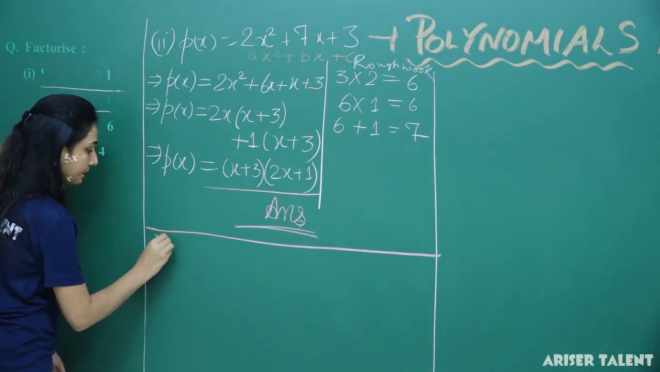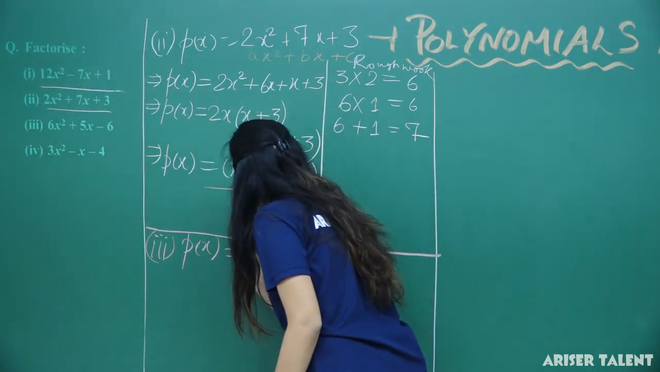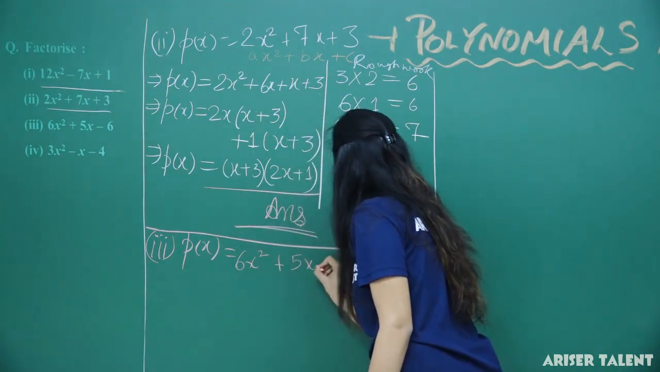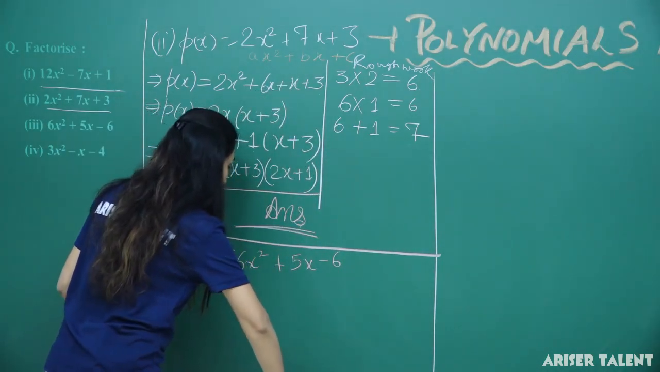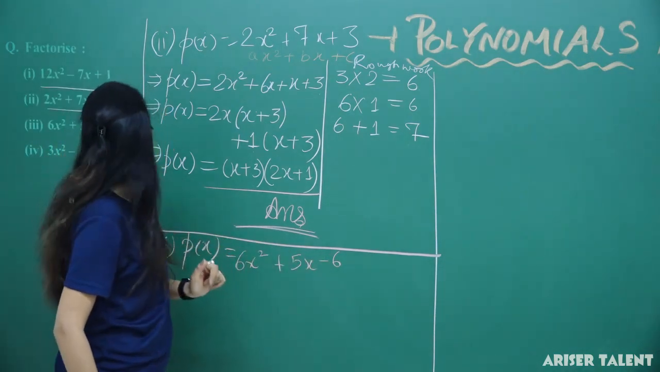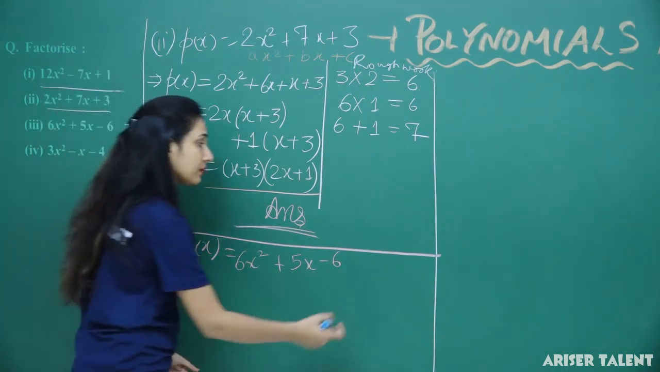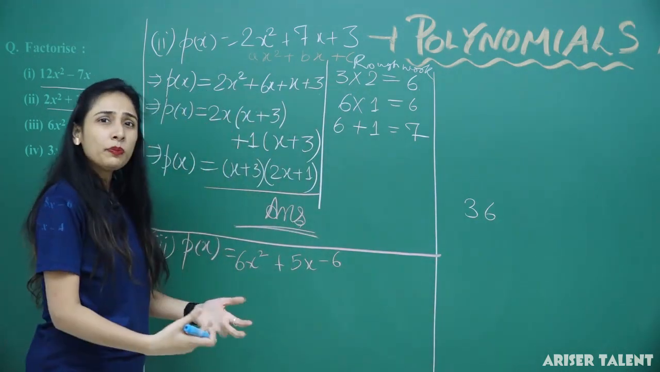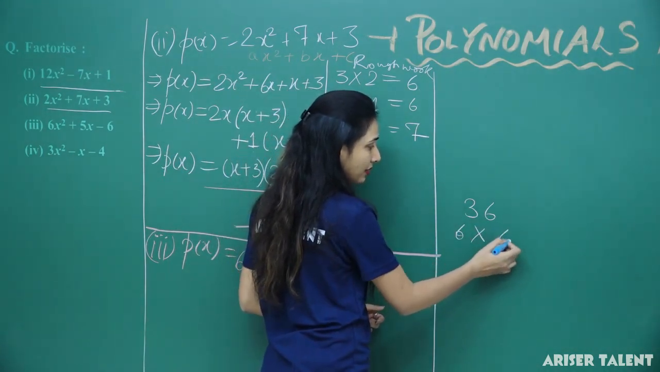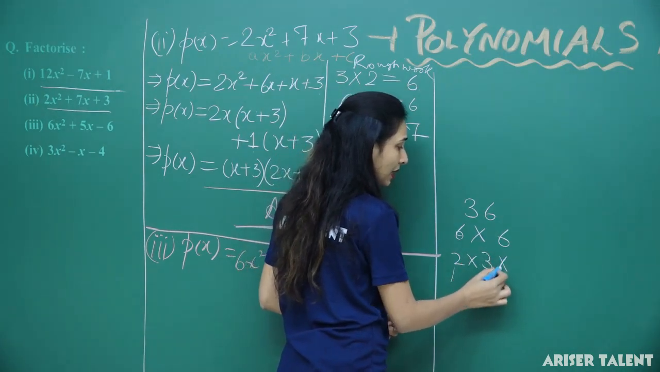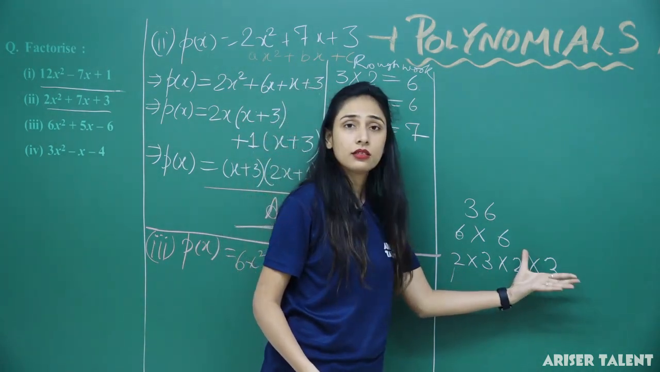Now, we are having this third part. The third part, p(x) is given as 6x² + 5x − 6. Again, 6x² + 5x − 6. Now what we have to do, just multiply this to this, that is 36 here. So, do the prime factorization and then we will find out, right. So, 36 has 6 multiplied by 6, that is 2 multiplied by 3 multiplied by 2 multiplied by 3. So, this is the factor.